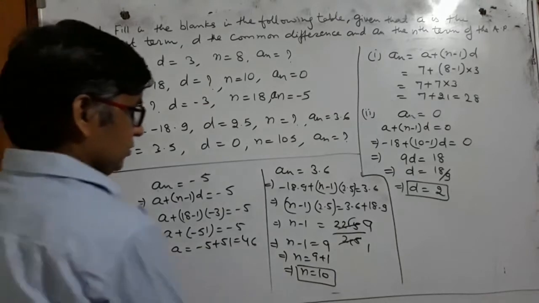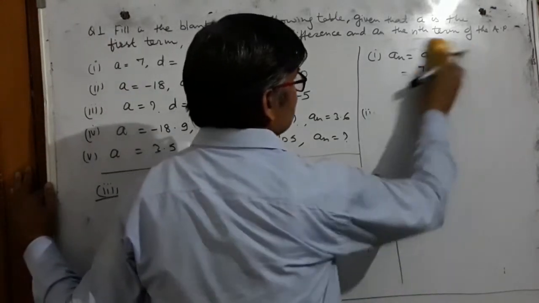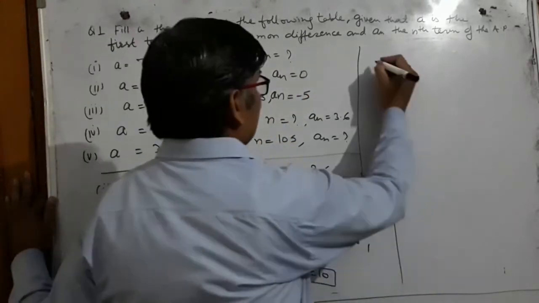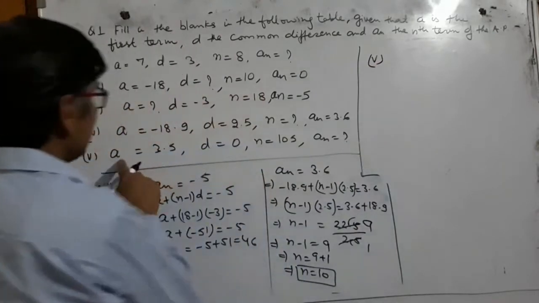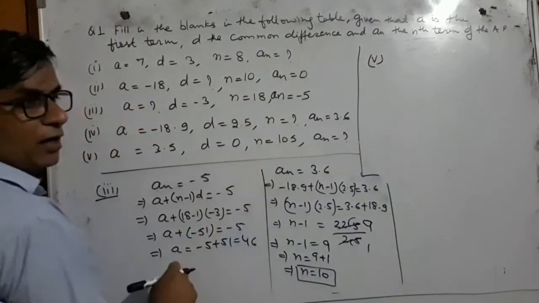ओके, now last part of this question, number 5. a equals to 3.5, d equals to 0, n equals to 105.